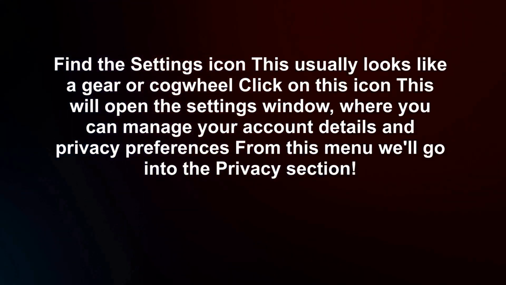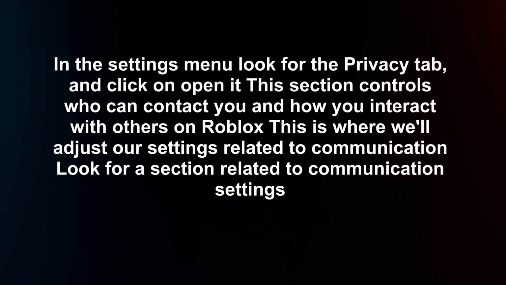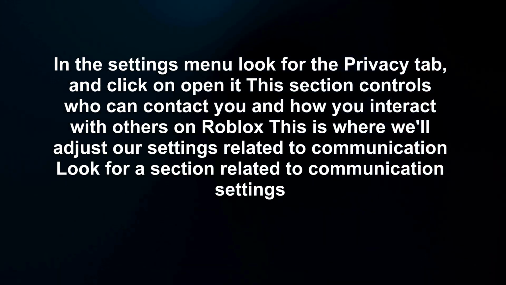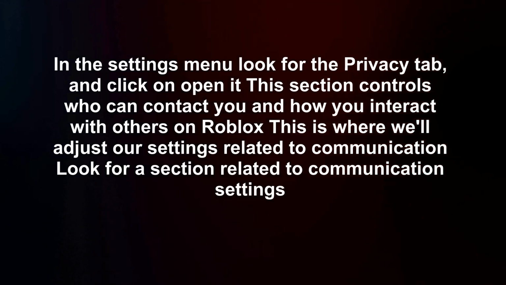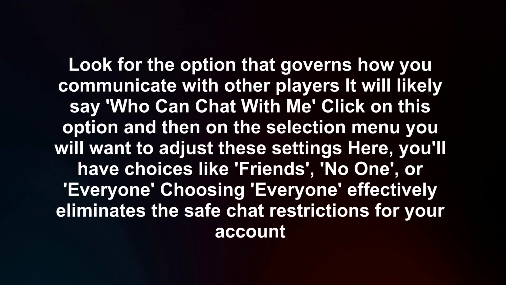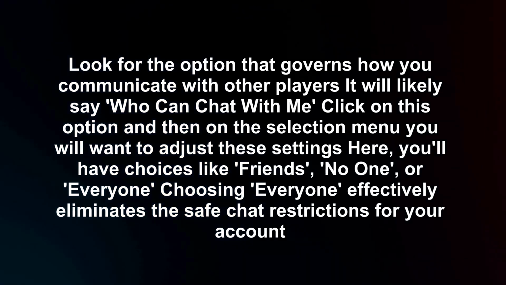From this menu, we'll go into the privacy section. In the settings menu, look for the privacy tab and click on it to open it. This section controls who can contact you and how you interact with others on Roblox. This is where we'll adjust our settings related to communication. Look for a section related to communication settings. Look for the option that governs how you communicate with other players. It will likely say who can chat with me.